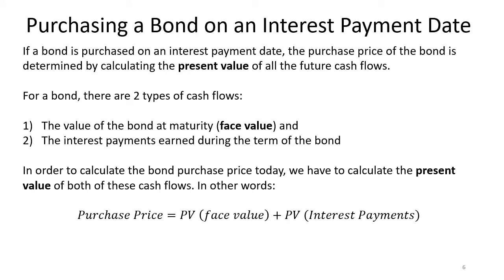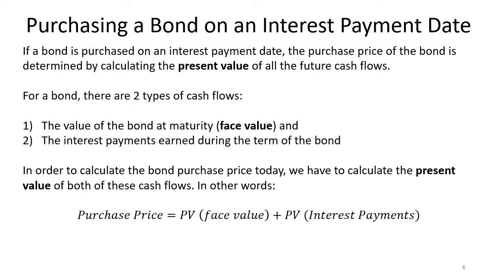So the next types of purchasing that I want to talk about, there's 2 types. The first one is if you purchase a bond on an interest payment date. Okay, so payments are usually annual or semi-annual for interest. So there's really only 1 or 2 days a year that this could happen. But we're going to talk about this one first.